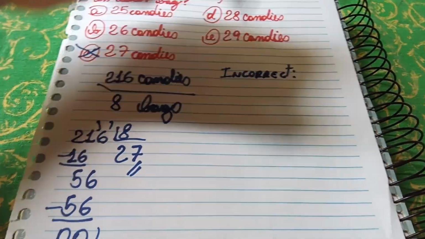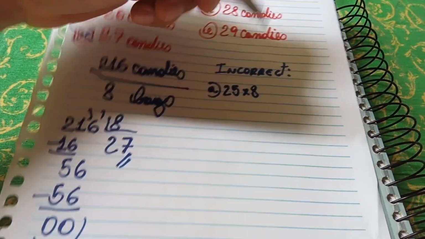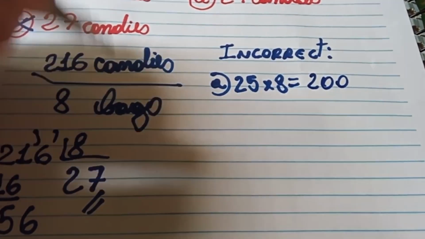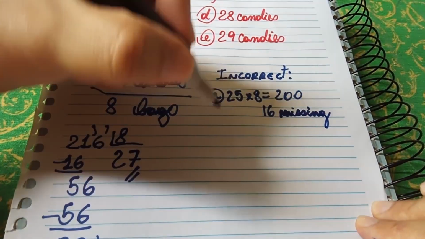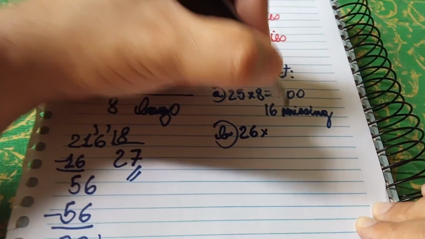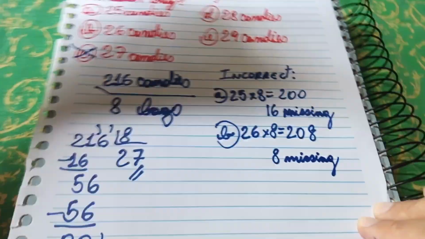A is incorrect because 25 times 8 is 200. This leaves you 16 candies short of the 216 you started with. B is incorrect because 26 times 8 is 208. This leaves you 8 candies short of the total.